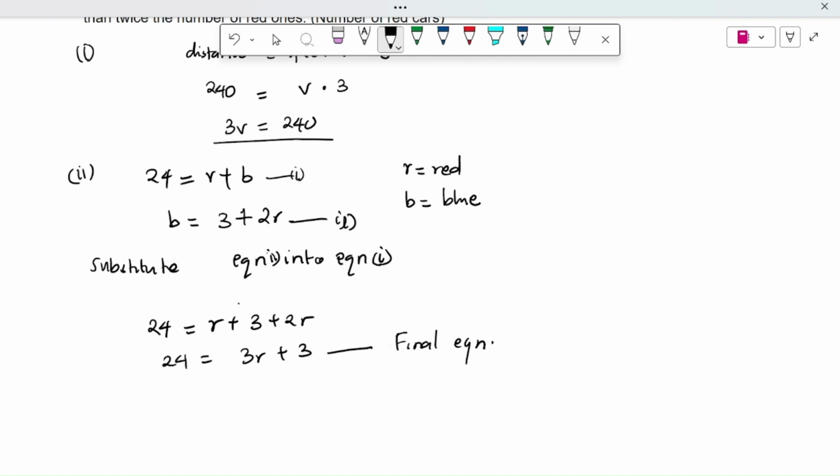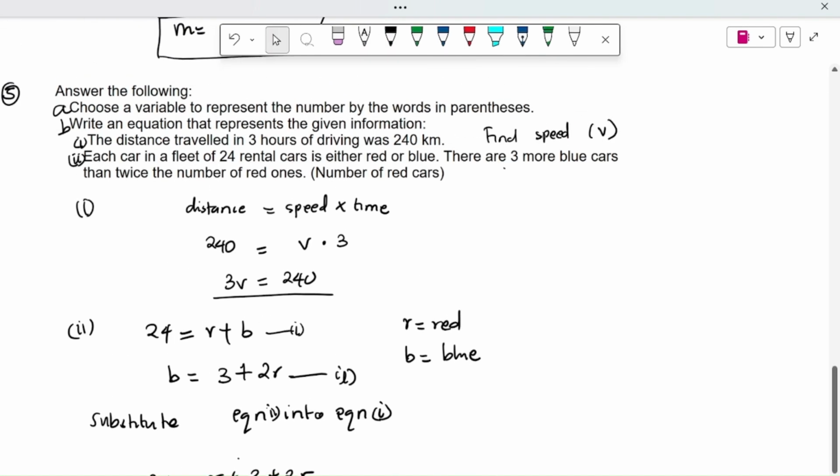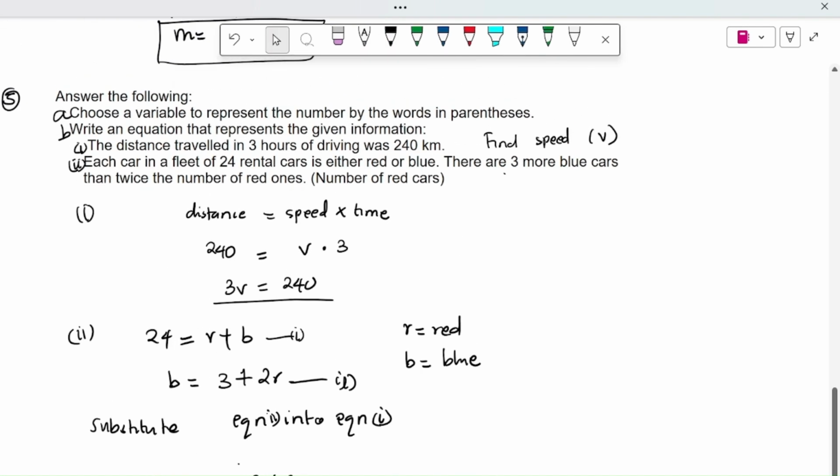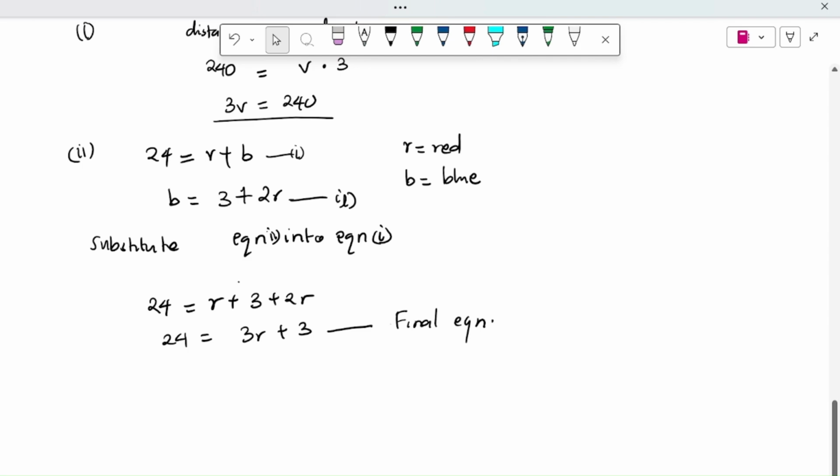If you're told to solve this equation, you can start solving it. But we are told to find the equation that represents the information. So that is the end of this one.